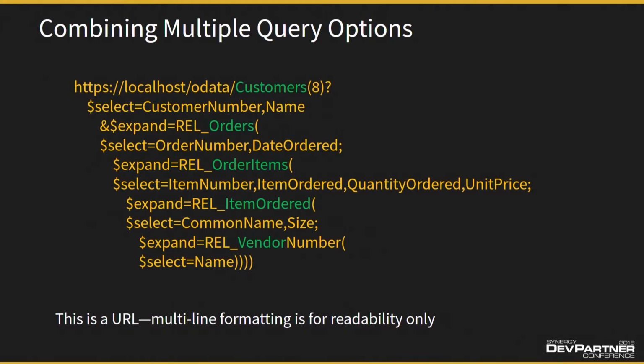So here we're saying, give me customer 8. From customer, all I want to see is the customer number and the name. I would also like to see their orders. From the order file, I just want to see the order number and the date of order. I also want to see the items that were ordered for each order, and I want to see the item number, date ordered, quantity ordered, unit price.